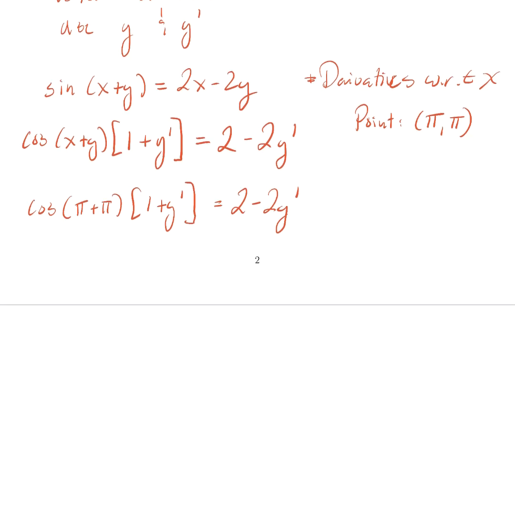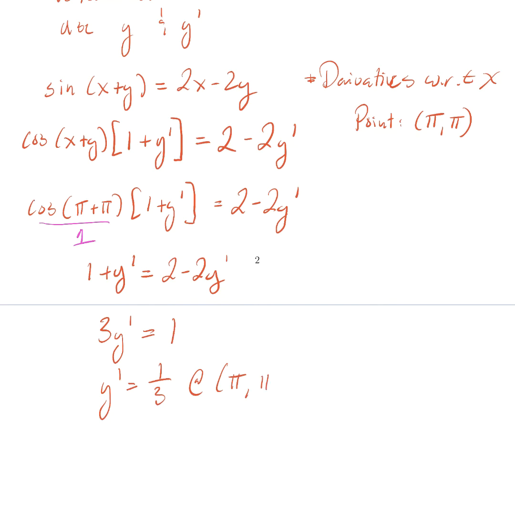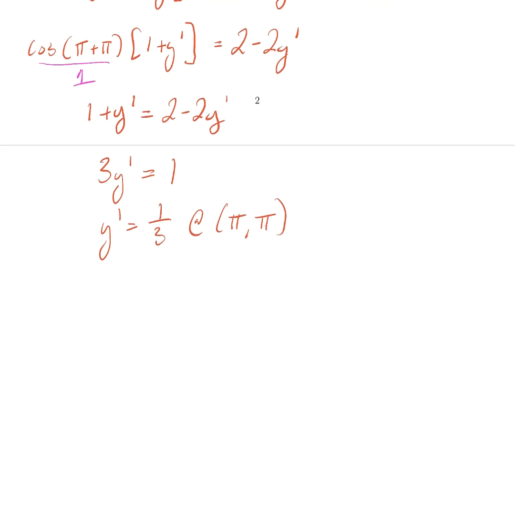So this term is 1, and so we are left with 1 plus y prime is equal to 2 minus 2y prime. Let's see, if I bring 2y prime to the left-hand side of the equal sign, I'm going to have 3y prime. Sorry about that. And I bring a 1 to the right-hand side of the equal sign. 2 minus 1 is 1. So we get y prime equals 1/3, and that was at the point (pi, pi). Great, we have a point and a slope, and so we can write down the equation of the tangent line using those.